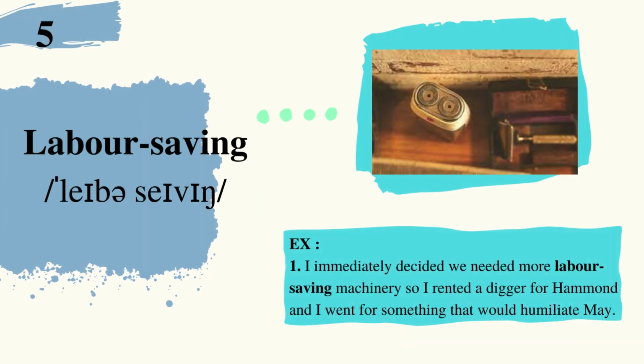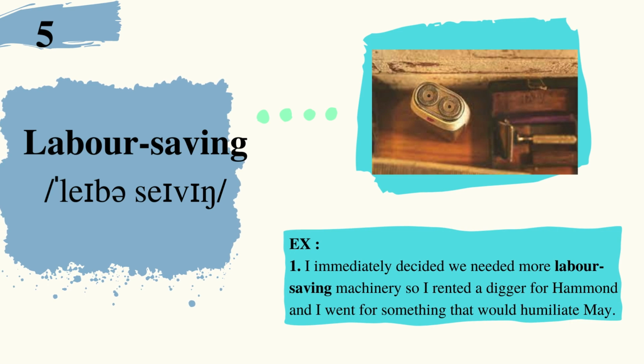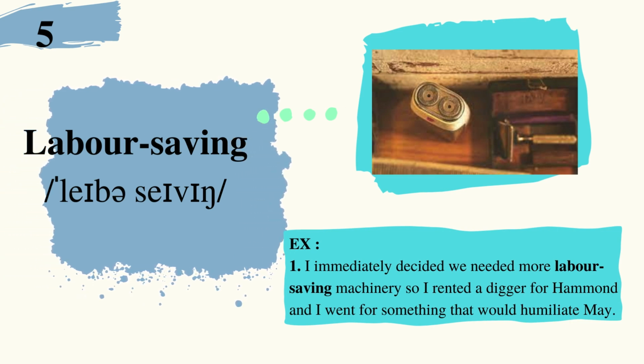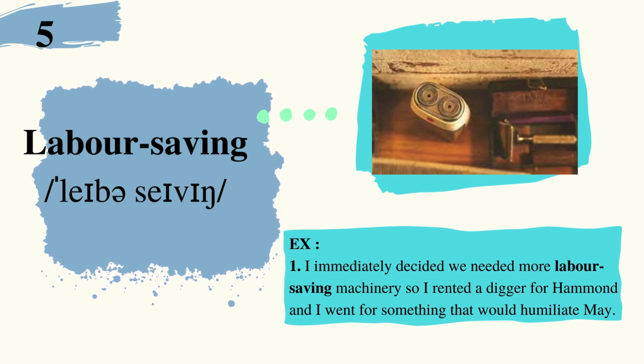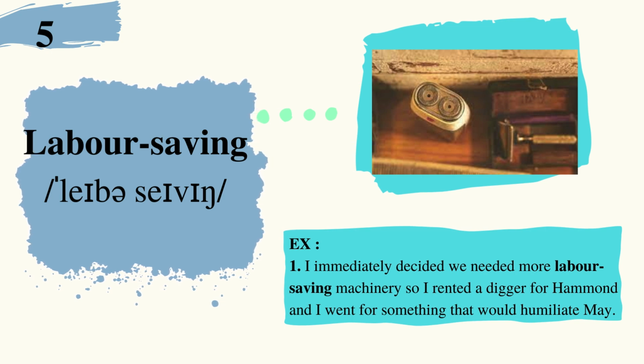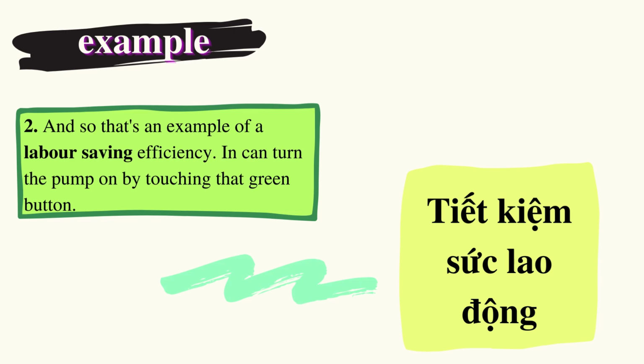5. Labor saving. Labor saving. Example. I immediately decided we needed more labor-saving machinery. So I rented a digger for Hammond, and I went for something that would humiliate May. And so it's an example of a labour-saving efficiency. I can turn the pump on by touching that green button.